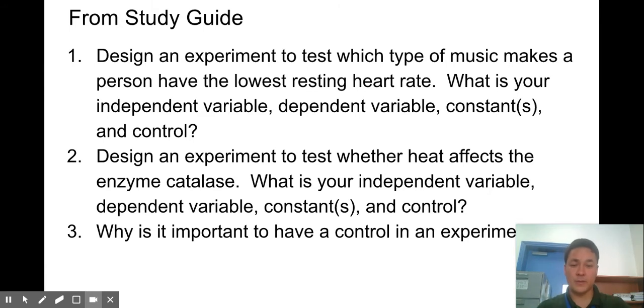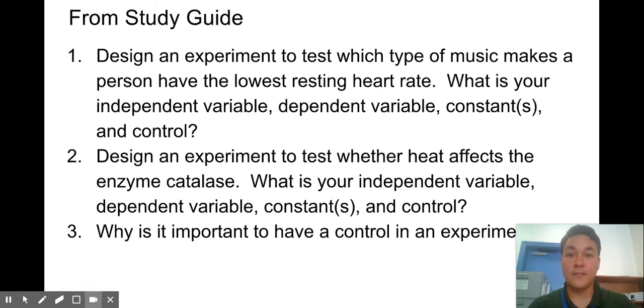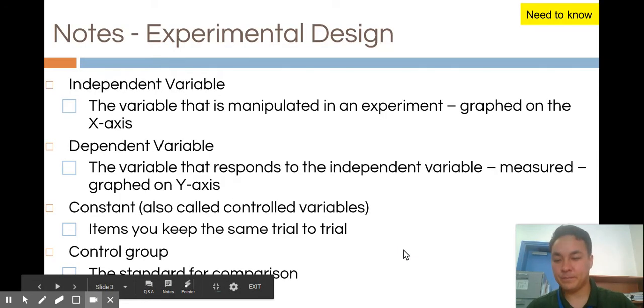So number 2 is a really good one, right? It goes right back to the lab we did in class. And if you can answer all 3 of these, then you really have a good grasp on experimental design. So go ahead and pause the video and see if you can answer them. And now let's go through. Okay, here were your notes that I gave you.